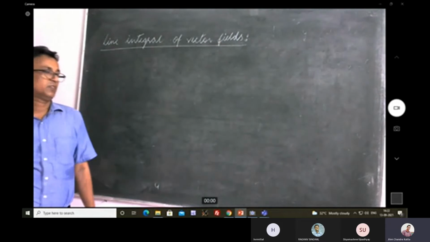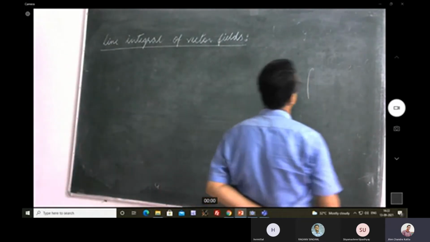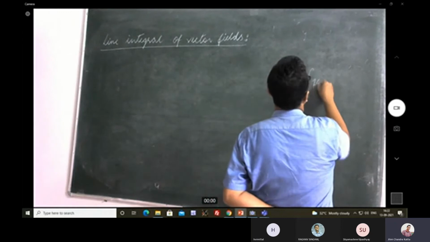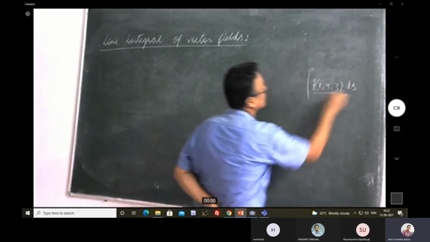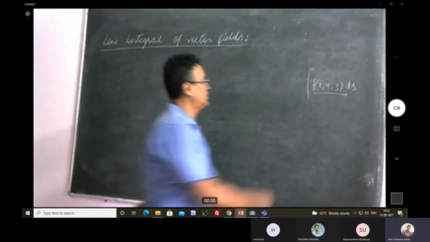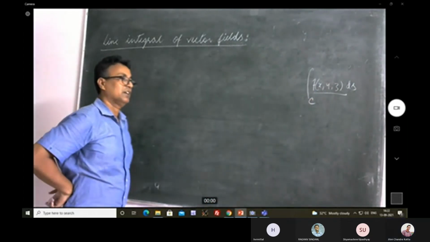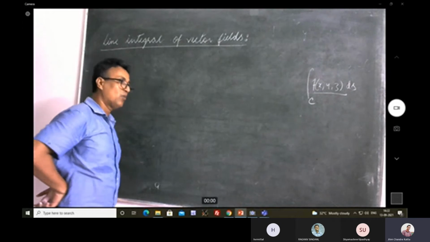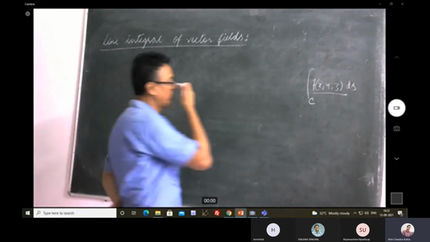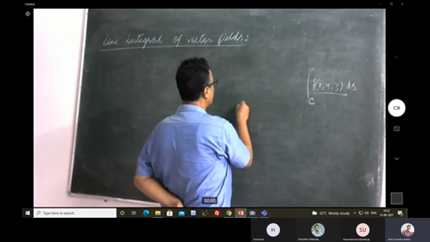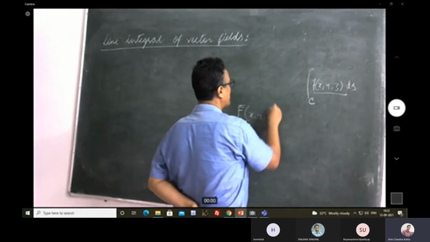Line integral of a vector. If you recall, we did a line integral along a curve, where we were simply considering a scalar function along the curve C. Now, instead of small f being a scalar function, we are going to consider a function which defines a vector field.